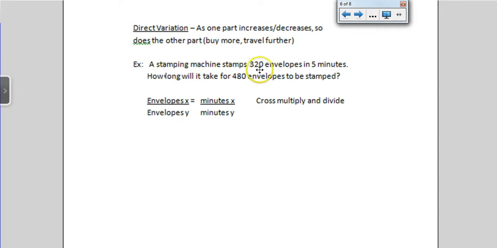A stamping machine stamps 320 envelopes in 5 minutes. How long will it take for 480 envelopes to be stamped? So since I have more envelopes to stamp, I'm going to need to have more minutes to have that happen. So that's why we can use a direct relationship, also known as a direct proportion. So the way we have it set up right now is envelopes for the first scenario, and then minutes for that envelopes, divided by envelopes for the second scenario, divided by minutes for that second scenario.